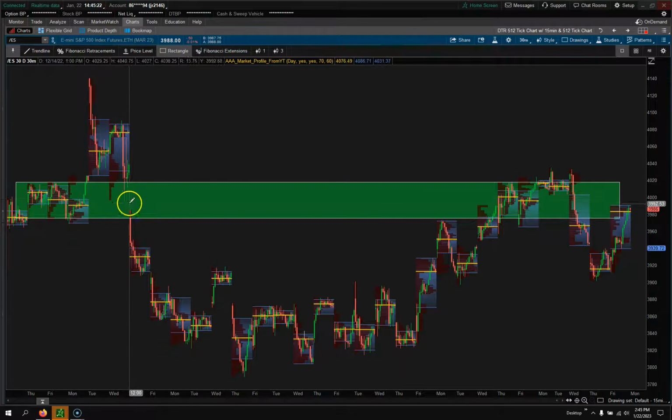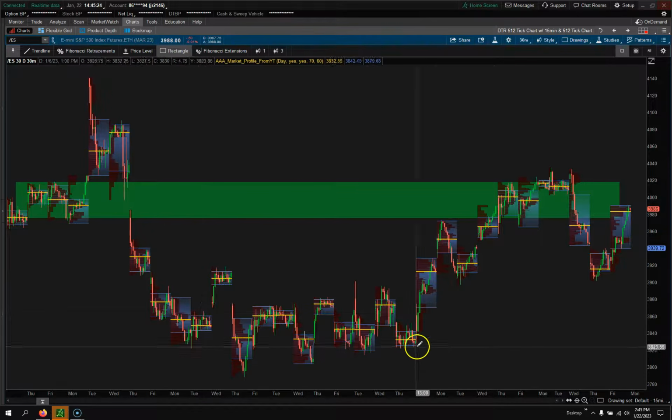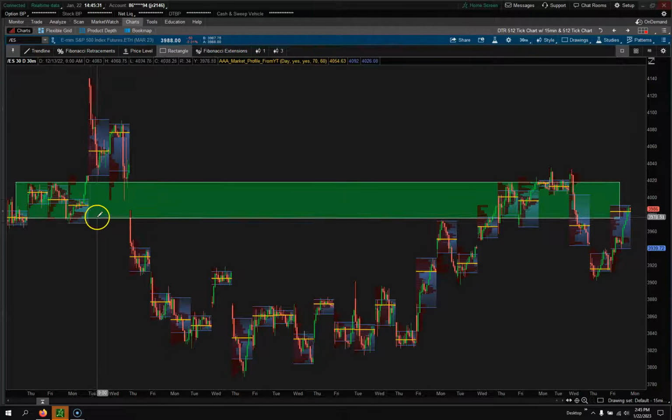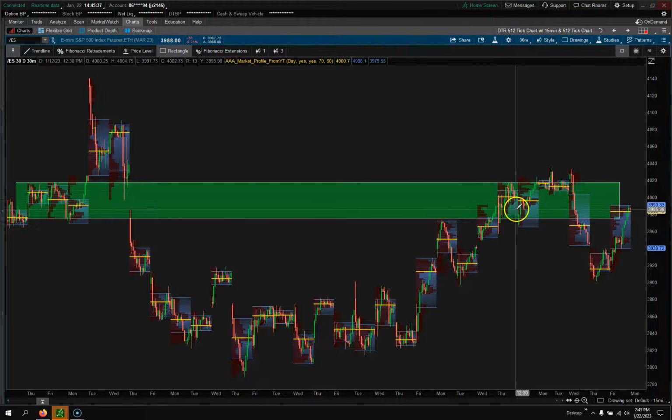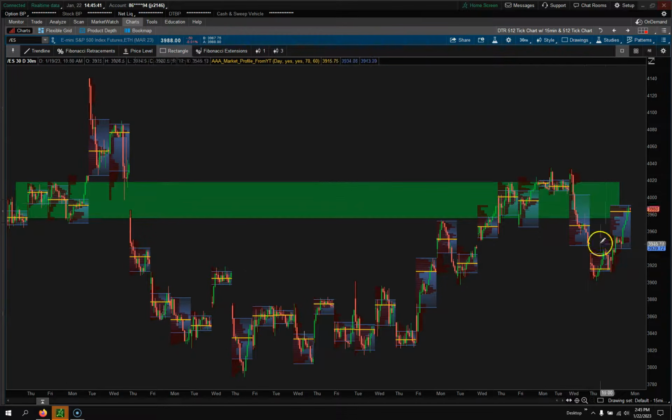Price kind of went sideways. We fell, came back, and look at this. Right around the base of this, the support level, price came up and got rejected, pulled back, came up into it, chopped around for a little bit, and then had a double top and then failed. Okay, we're not doing anything crazy with the supply and demand zones with market profile.